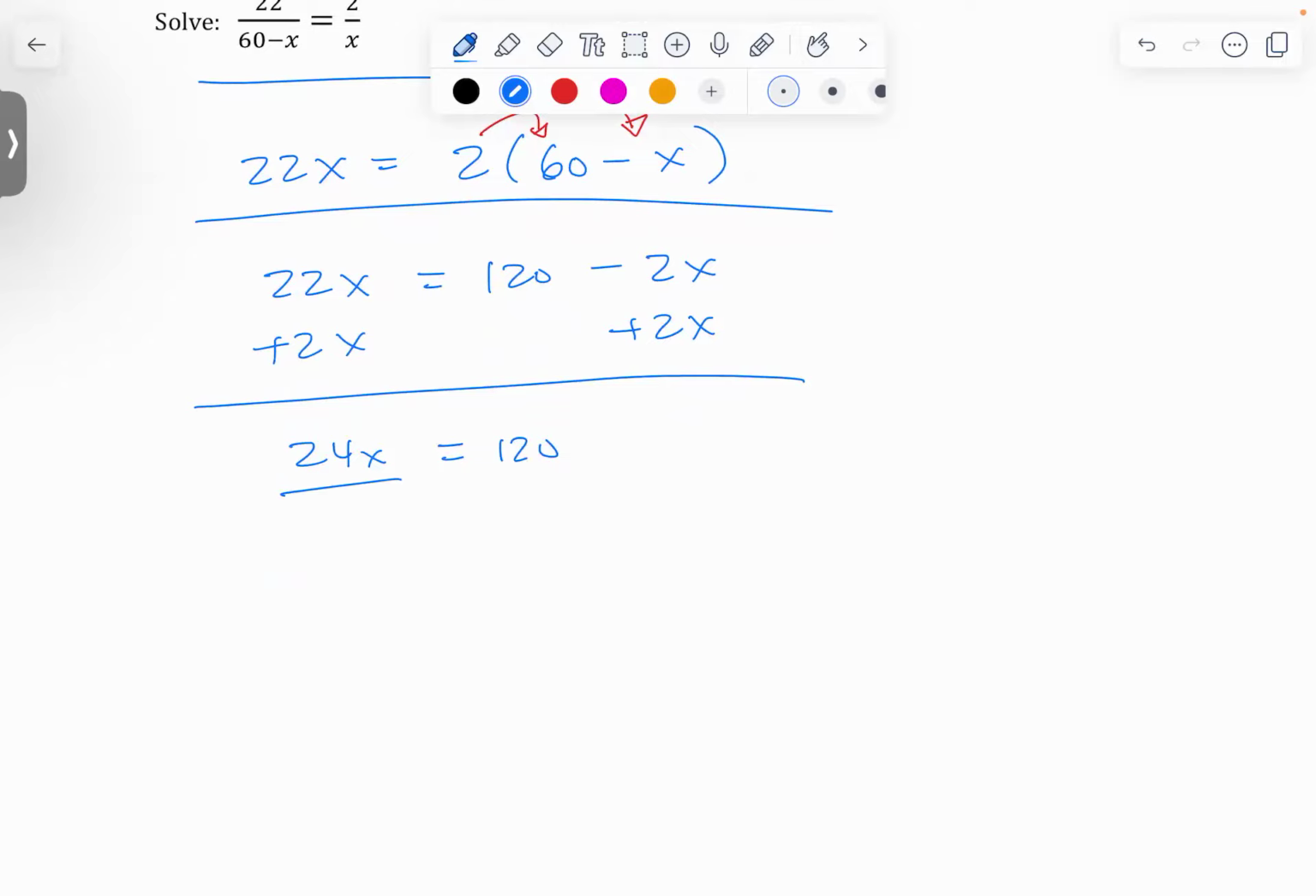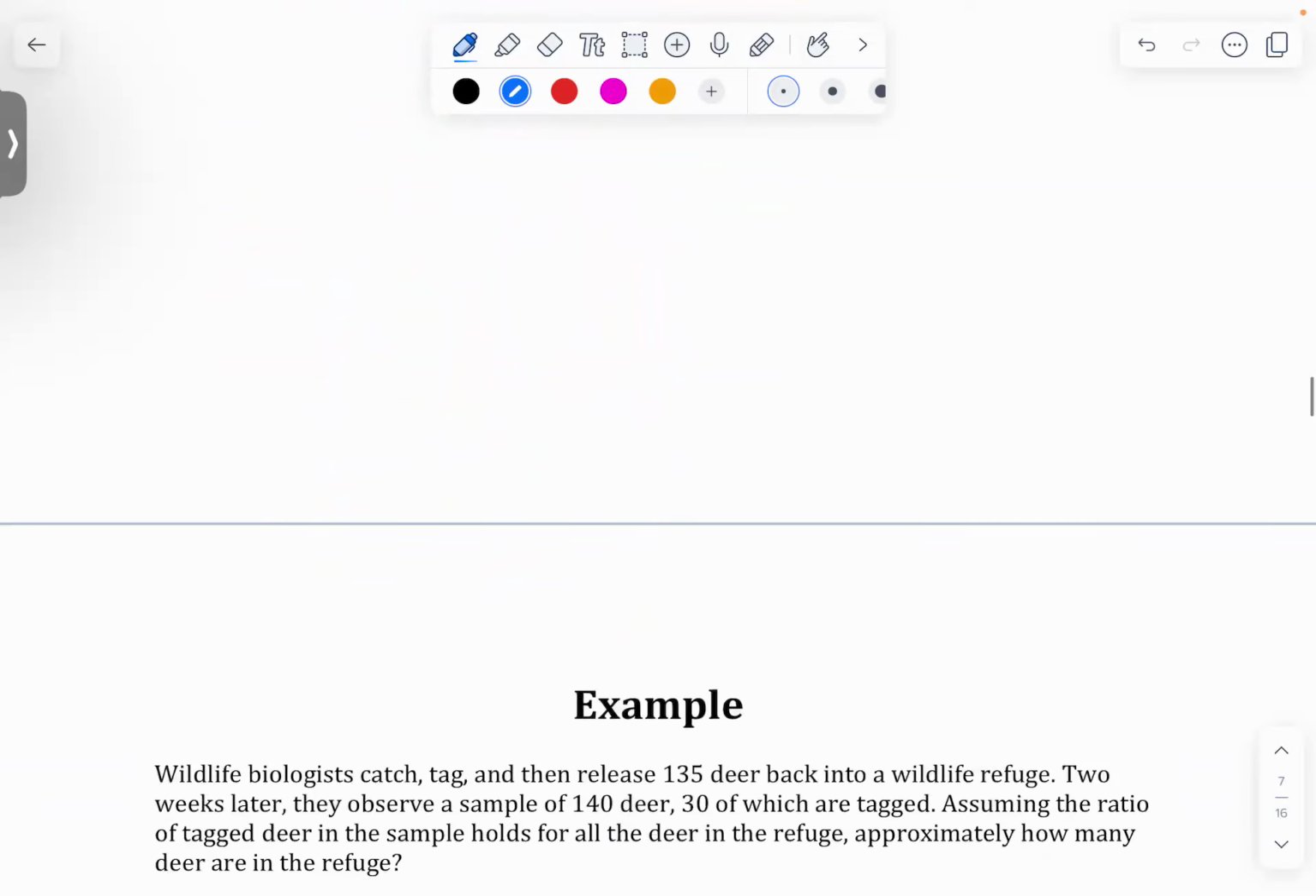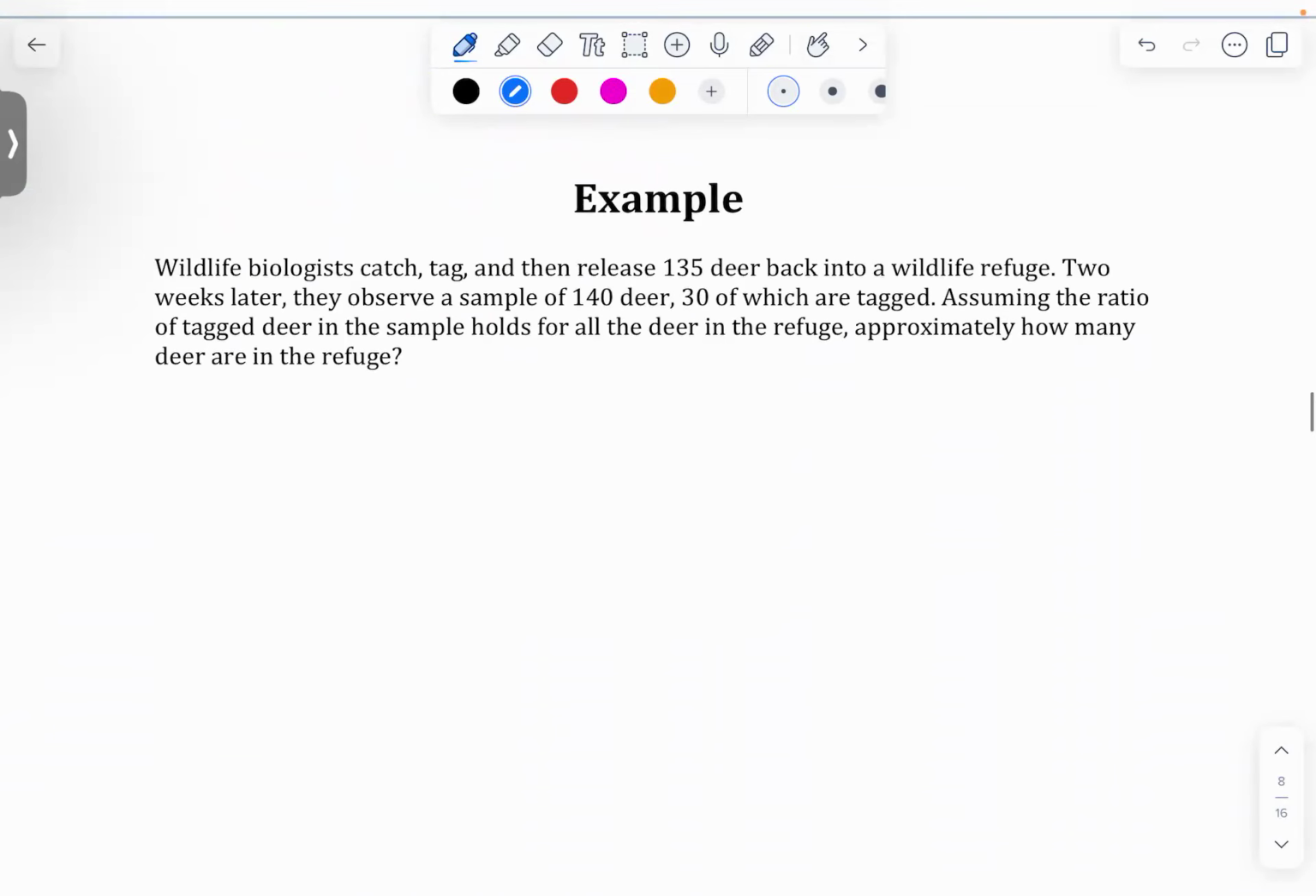24x equals 120. Divide by 24, which gives us 5. All right. Now again, just practicing, right? Ratios, that's all that was. Now we need to see if we can apply it.